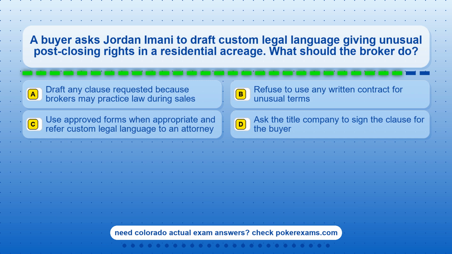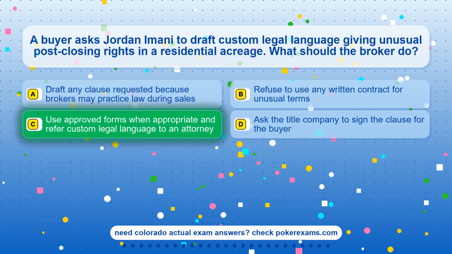Question 12. A buyer asks Jordan Imani to draft custom legal language giving unusual post-closing rights in a residential acreage. What should the broker do? Option A. Draft any clause requested because brokers may practice law during sales. Option B. Refuse to use any written contract for unusual terms. Option C. Use approved forms when appropriate and refer custom legal language to an attorney. Option D. Ask the title company to sign the clause for the buyer.